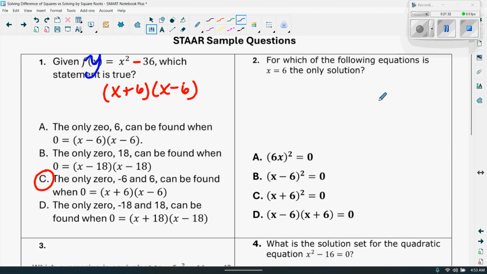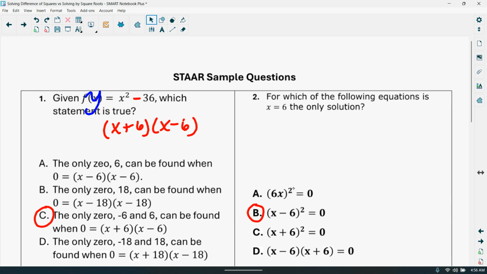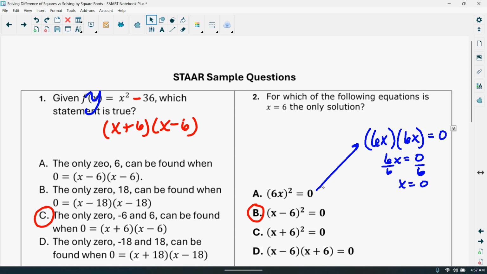All right, I want you to try number 2 next. I'm going to pause and give you a minute to answer the question to check your reasoning, and then I'll go over it. All right, you should have gotten B on this one. We've got to remember, if we're solving each one, your exponent tells you how many factors you have of that term or that grouping. So if I rewrite this, this is showing 2 factors of 6x.